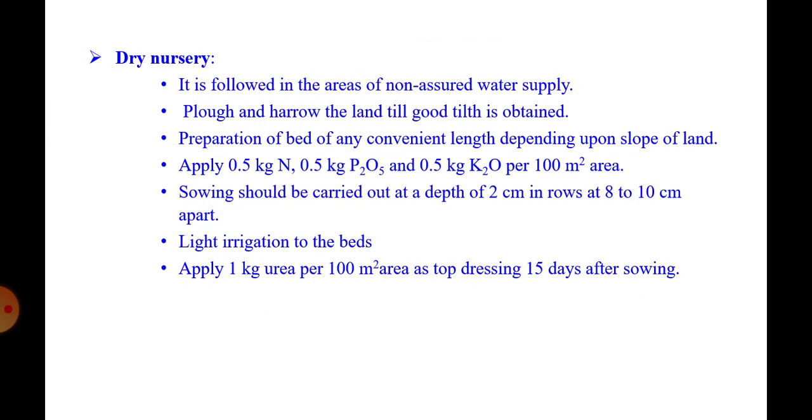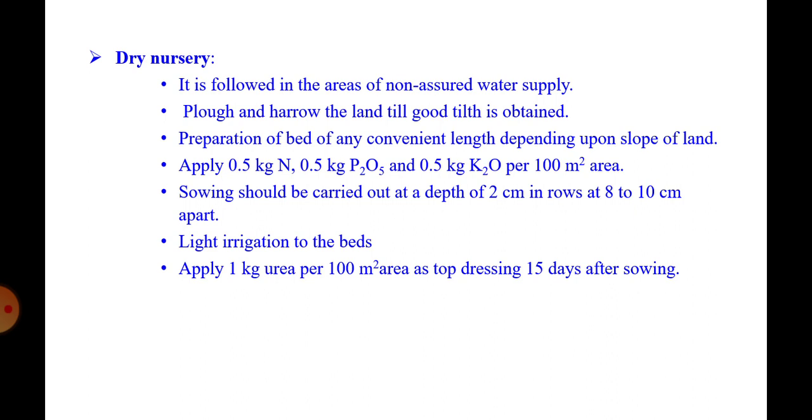Now we will see information about dry nursery. This nursery is followed in the areas where non-assured water supply is there. Land selected for dry nursery should be moisture retentive. Plow and harrow the land for good tilth. Then apply FYM or compost at the rate of 10 to 15 tons per hectare and mix thoroughly in the soil. Then prepare raised beds of convenient width and length with a height of 10 to 15 centimeter. A 30 centimeter wide channel should be kept in between two beds to facilitate drainage. Then apply 0.5 kg N, 0.5 kg P2O5 and 0.5 kg K2O per gunta or per 100 square meter area.